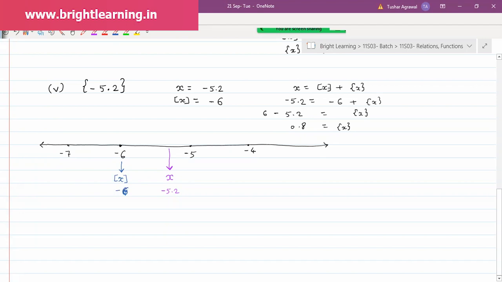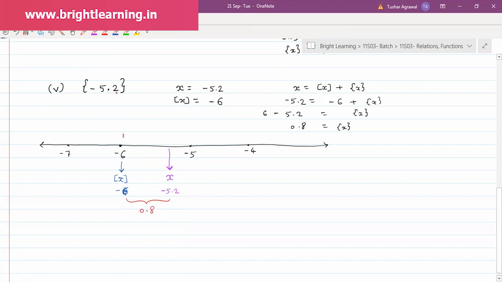Because x is equal to the step x plus the fractional part. The fractional part is x minus step x. So x minus step x means you are subtracting a lesser number from x. If you're subtracting a lesser number, the fractional part will always be positive, or maybe 0 in case x is an integer. This distance, this difference, is my fractional part, which is equal to 0.8.